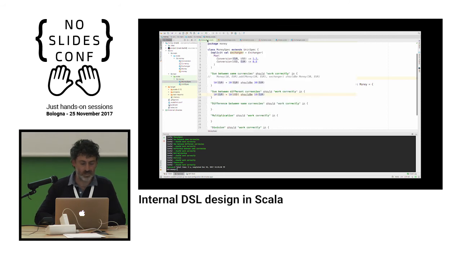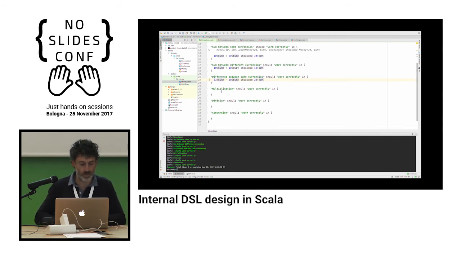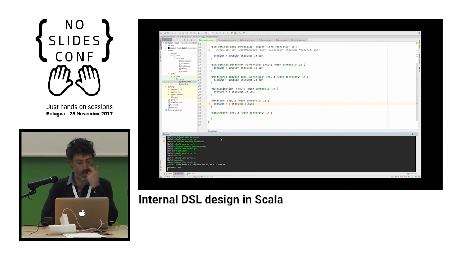So let's add some more tests. The difference, say 33 euros minus 10 euros should be 23 euros. Okay, multiplication. $10 multiplied by 3 should be $30. And division also. Okay, 10 euros divided by 2 should be 5 euro. Okay, let's see if the test still passes. Okay.